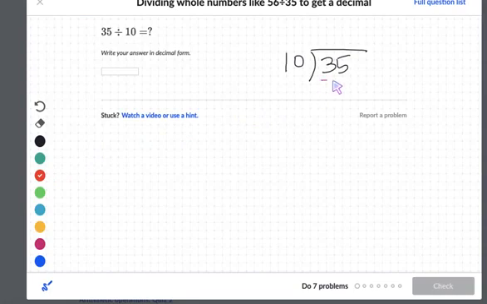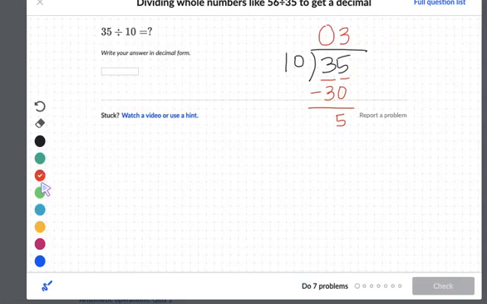10 doesn't go into 3. It's too small. So I'm going to put 0 there as a placeholder. 10 can go into 35. It can go into 35 3 times because 10 times 3 is 30. Subtract that. 35 minus 30 is 5. Normally I would say this answer is remainder 5, but they want us to have the answer in decimal form, so I can't do that. I need to keep dividing.